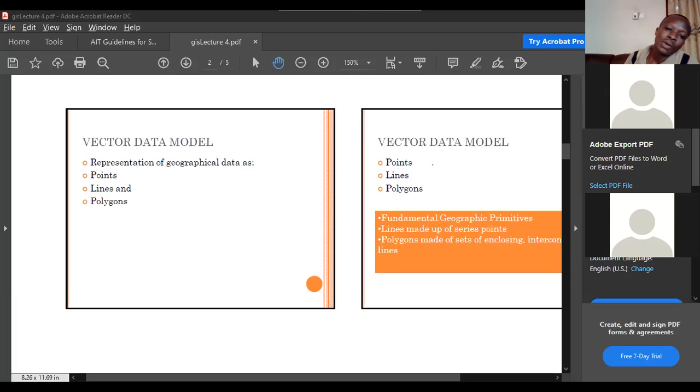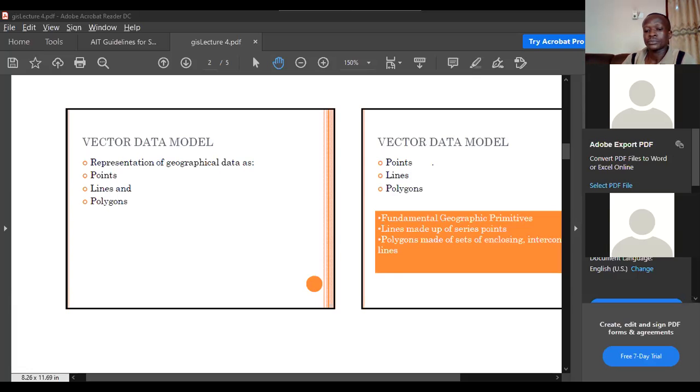Are you okay? Polygons, a farm is an example of representation of a polygon. We can also talk about a football field. A football field can be represented by a polygon. We can use a polygon to represent a lake. Is that okay? So that is the idea of the vector data model. We have points, lines, and then polygons.